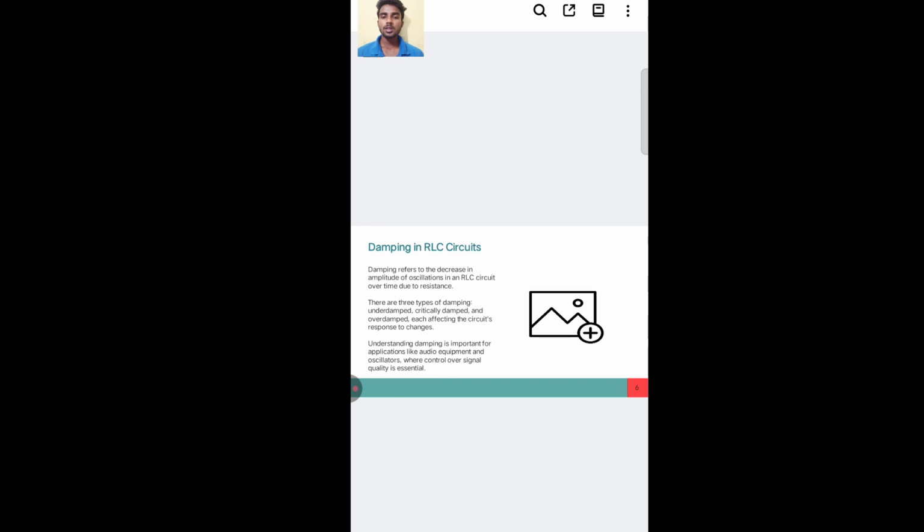Damping in RLC circuits. Damping refers to the decrease in amplitude of oscillation in an RLC circuit over time due to resistance. There are three types of damping: underdamped, critically damped, and overdamped, each affecting the circuit's response to changes. Understanding damping is important for applications like audio equipment and oscillators where control over signal quality is essential.